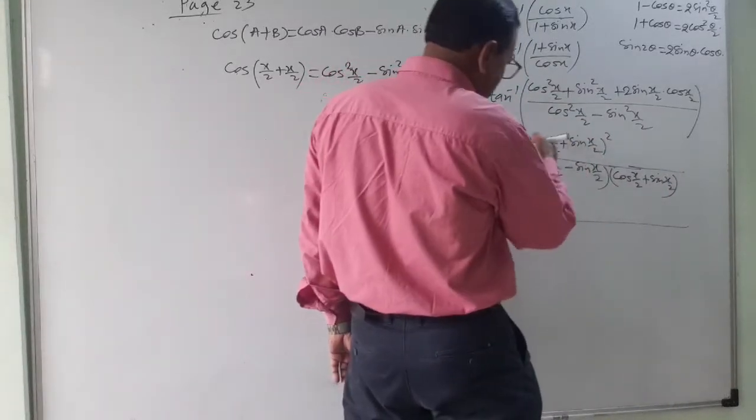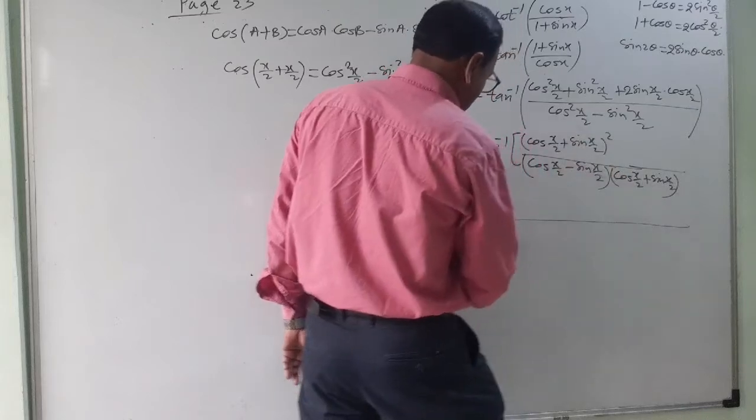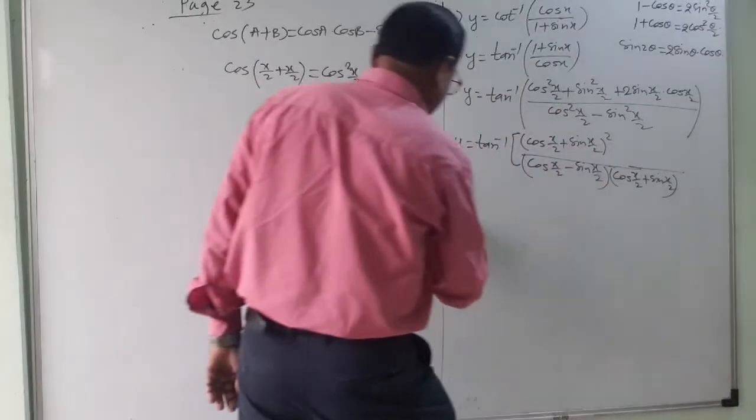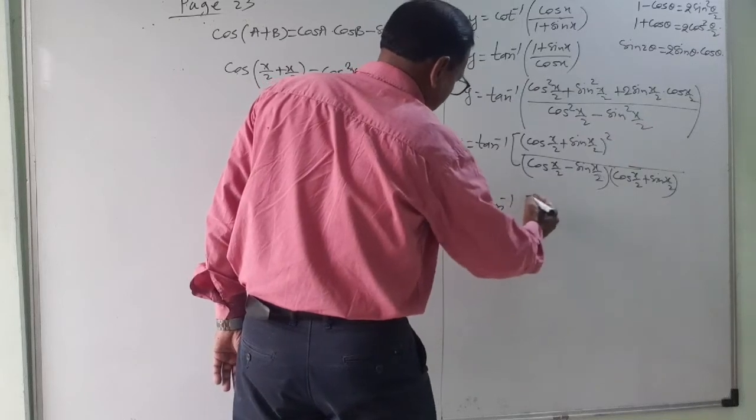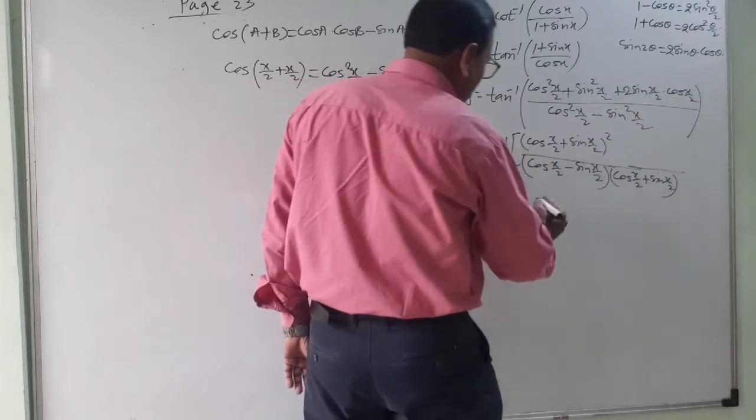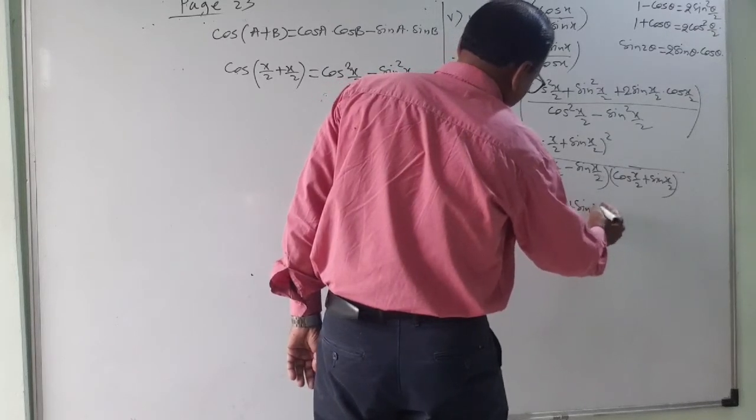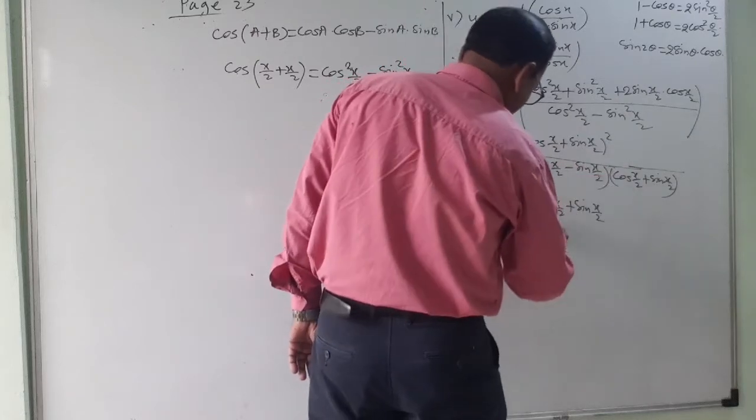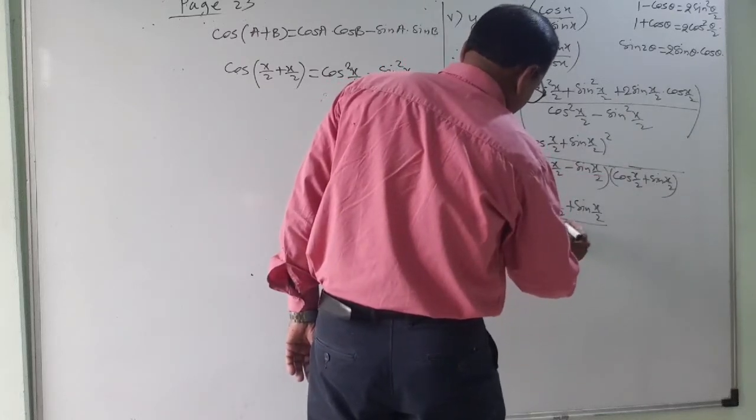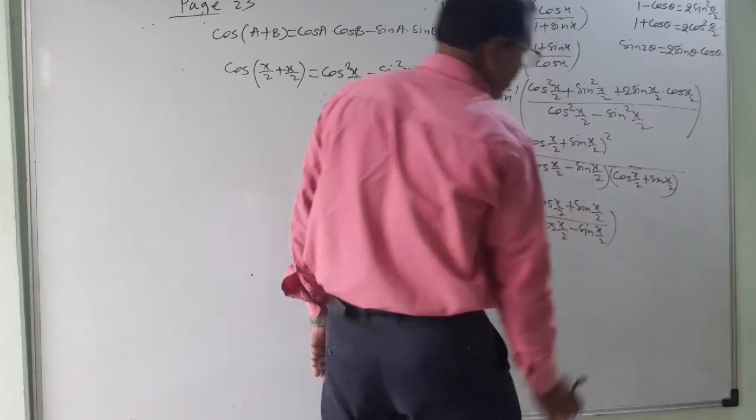Now you have got the chance to cut one bracket from the numerator and this will get cancelled. And then y is equal to tan inverse of, what will remain, cos of x by 2 plus sin of x by 2 will remain in the numerator, because it was squared, and cos of x by 2 minus sin of x by 2 in the denominator will remain.